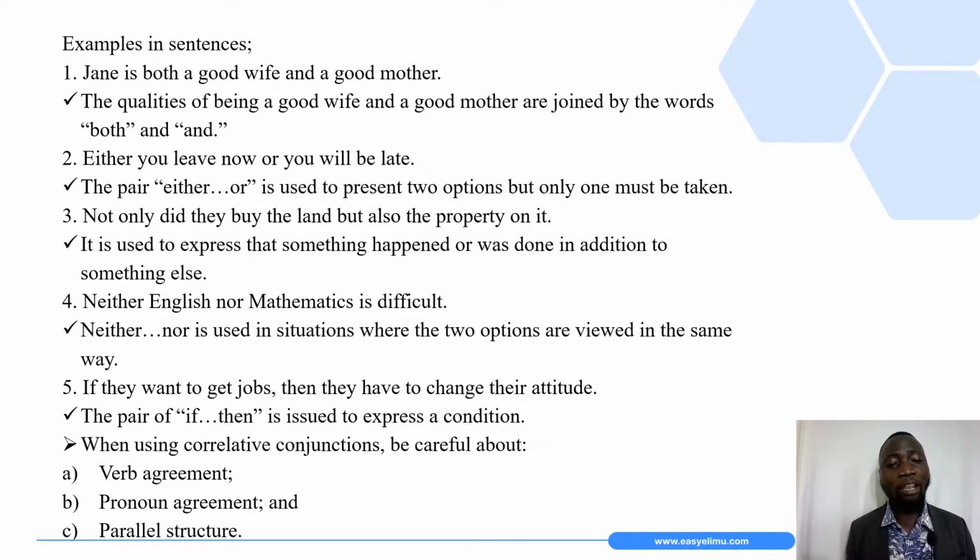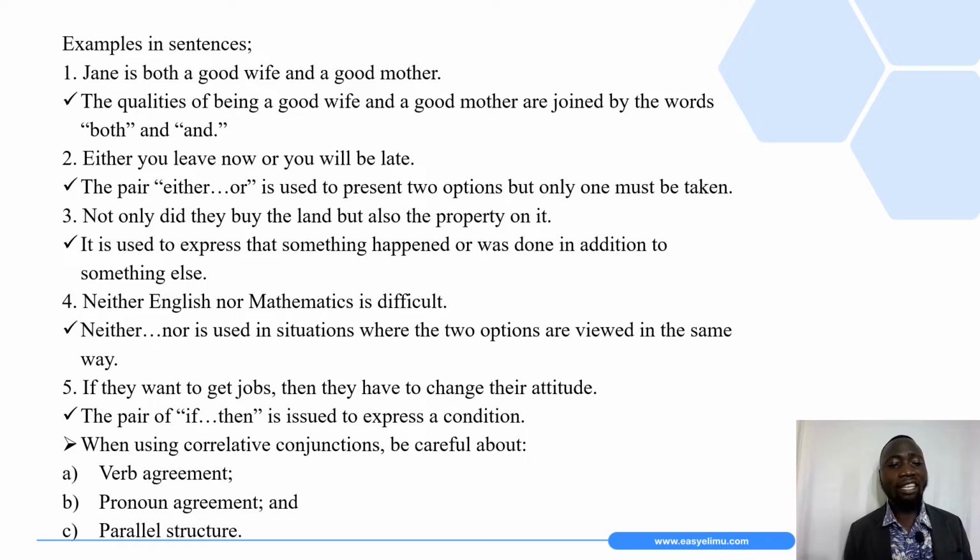We also have another example, that is the third example. Not only did they buy the land, but also the property on it. So here, the pair has been used to express that something happened or was done in addition to something else. So that something else is what is introduced by the phrase but also. So but also gives additional information about what was done.